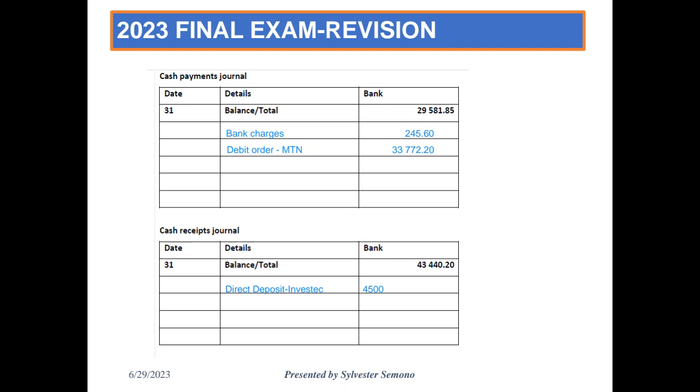On the CRJ, it's 4.5. Remember that I told you we must also add the balances. Oh, no. Sorry, sir. Let me go through my calculation. No problem. It's okay.